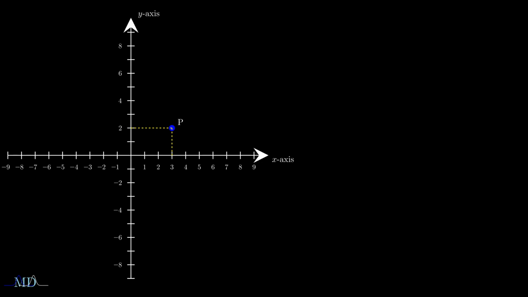So for example, the point P in figure has coordinates 3 and 2, where 3 is the distance from the y-axis and 2 is the distance from the x-axis. The first coordinate, the distance from the y-axis, is called abscissa, while the second coordinate, the distance from the x-axis, is called ordinate. The point where the x-axis and the y-axis meet each other is called origin.